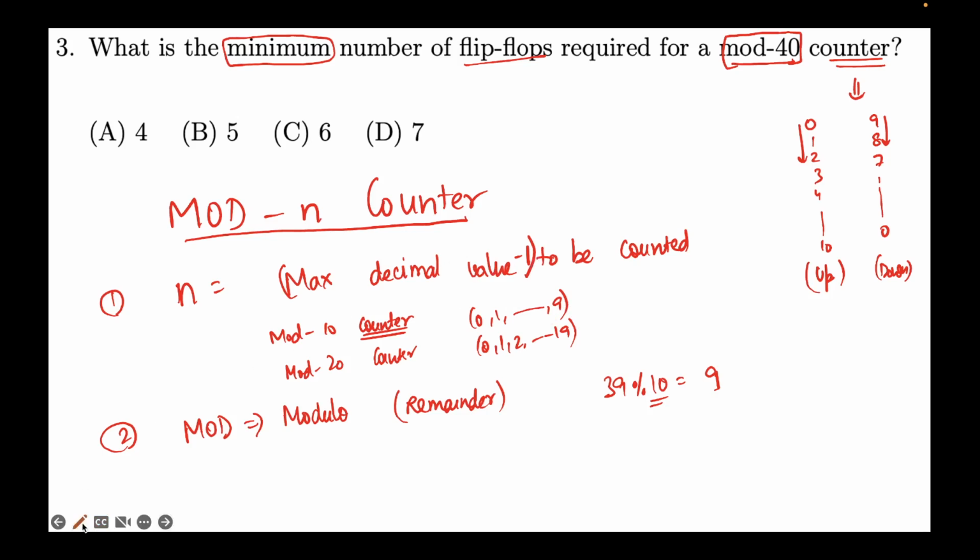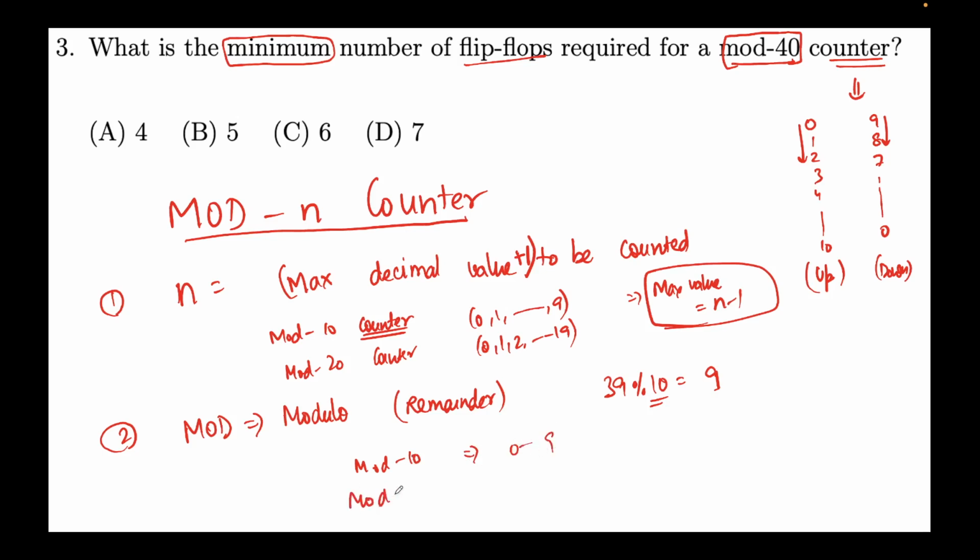Okay. So I should say it rather like this. The maximum decimal value will be n-1. So this is what we have to keep in mind. So for a mod 10 counter, it will be 9. So for mod 10, it will be from 0 to 9. Similarly, we are interested in mod 40. So we are required to count from 0 to 39.